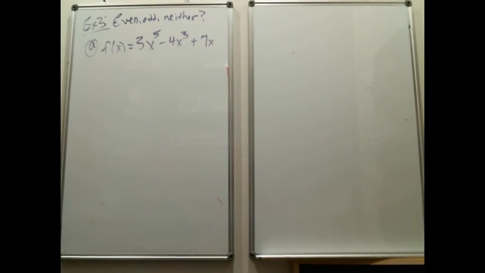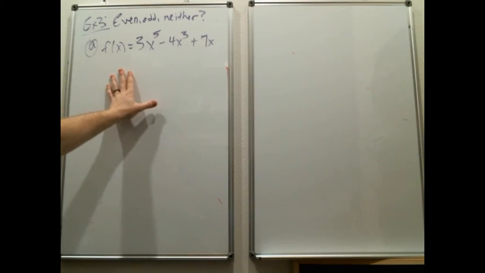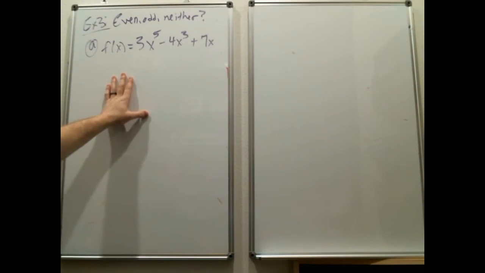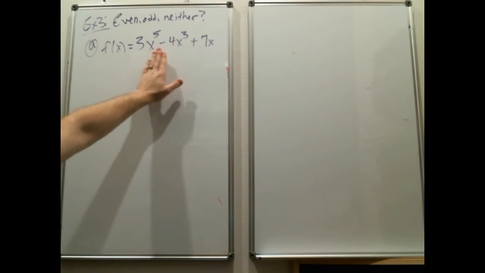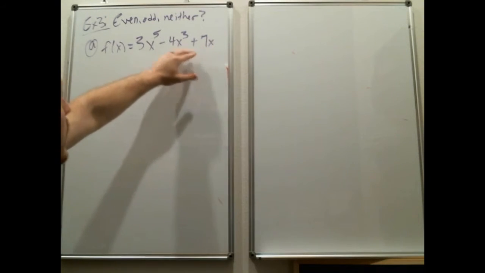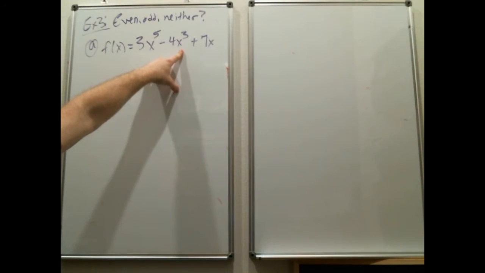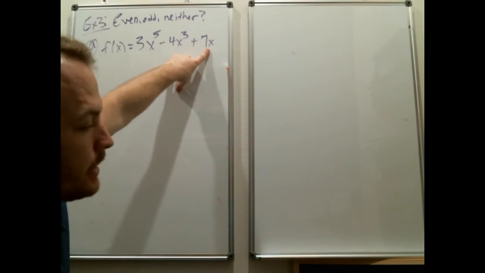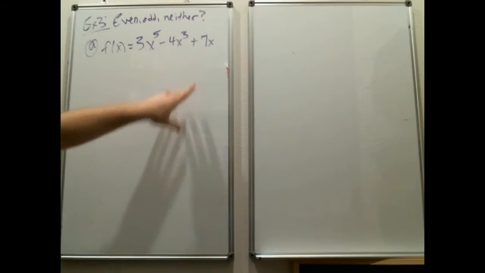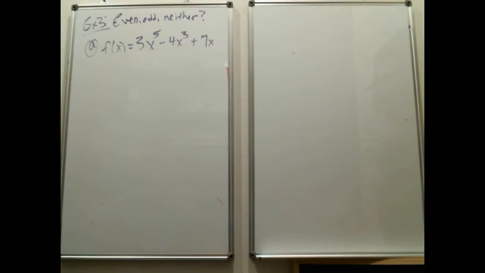Alright, so here, some of you may remember how to do this already, and that's great, and if you know the fast way, that's good. You can use that to your advantage. The way you determine if a function's even, odd, or neither is you look at all of their exponents. So this is one term, the second term, and the third term. You look at the exponents. The exponent here is 5, which is odd. Exponent here is 3, which is odd. Exponent here is 1, which is odd. So this would be an odd function.